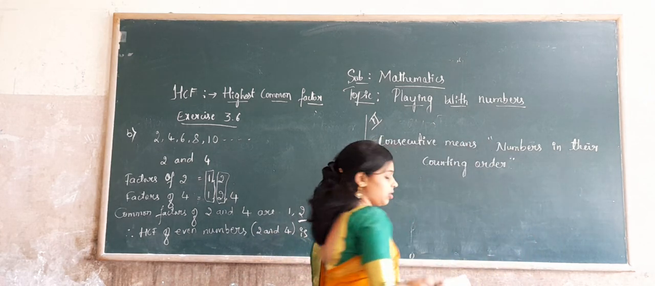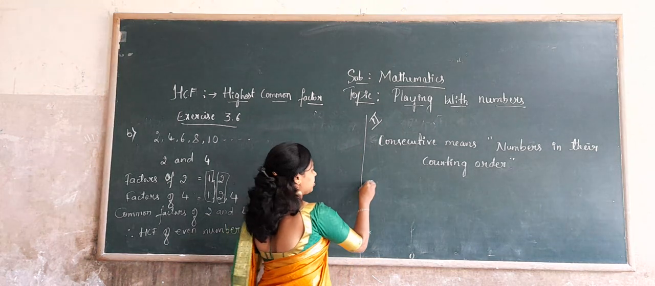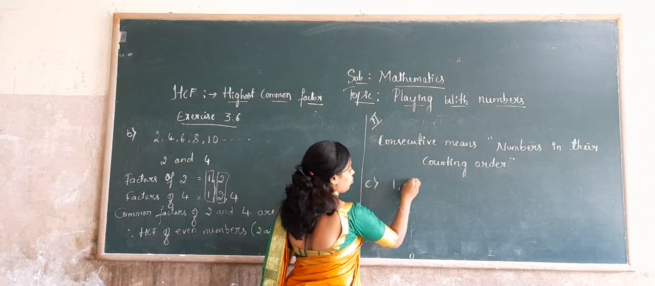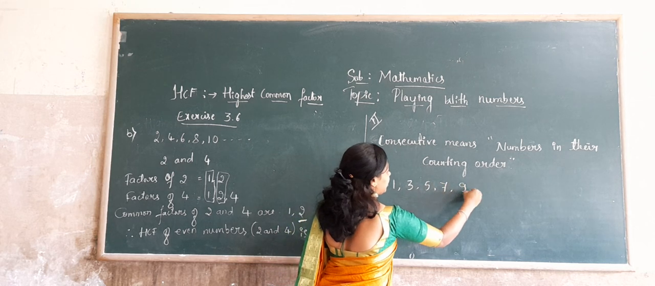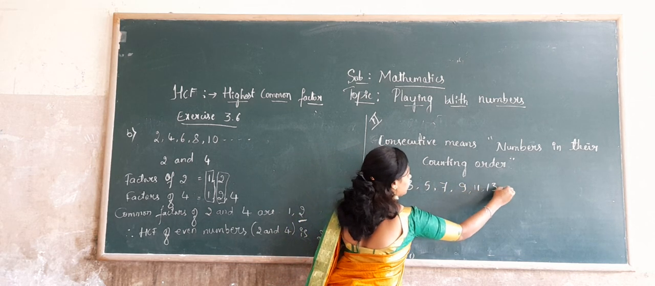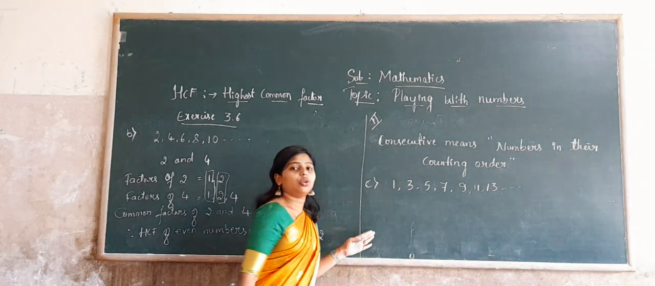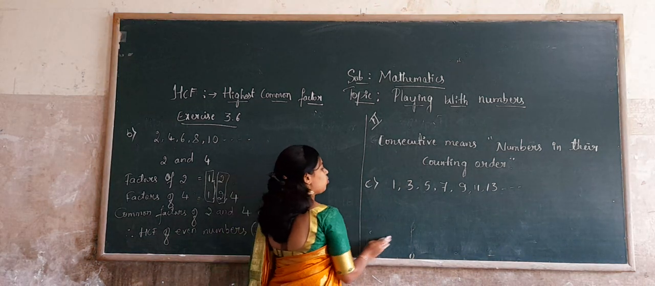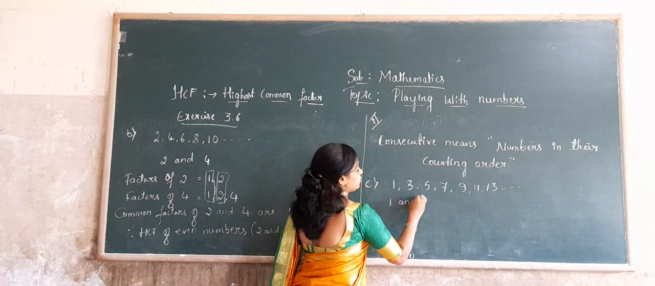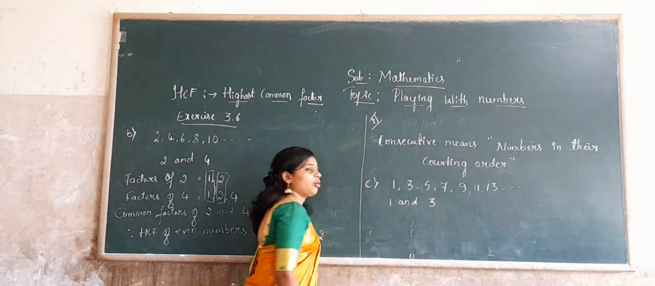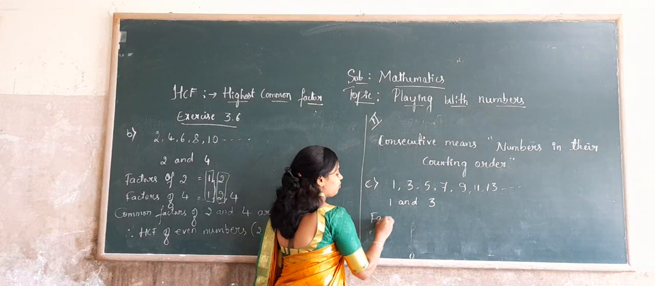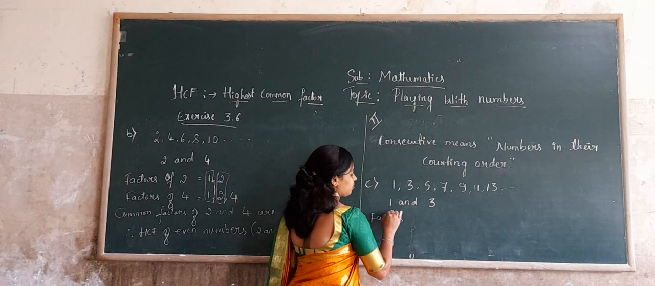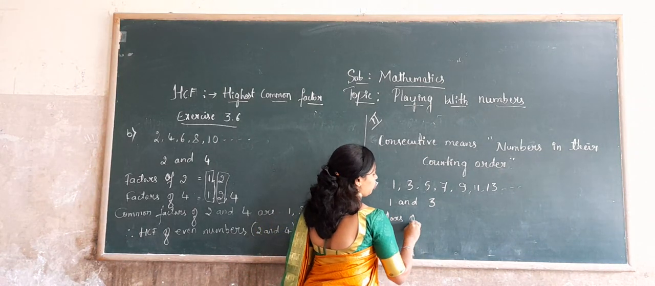Consecutive odd numbers. You know that odd numbers are 1, 3, 5, 7, 9, 11, 13 and so on. Consider two odd numbers 1 and 3. Find the factors of 1 and 3. Factors of 1.